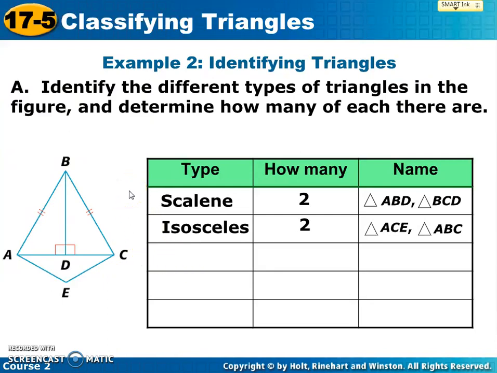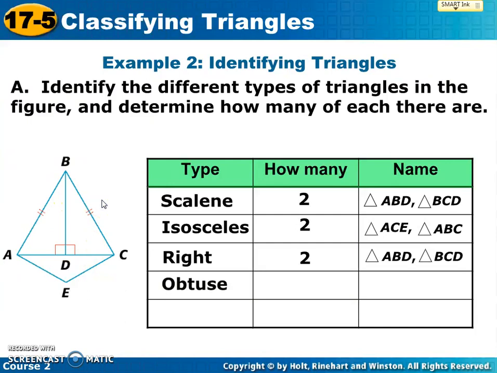Do we have any equilateral triangles? Well, I don't have any tick marks that are indicating three sides equivalent, so we're not going to have any equilateral triangles, so we're not even going to put that in our chart. So we'll move on to the next one. We'll go to the right triangles, and as you can see, there's two symbols for right triangles, so that should automatically tell you there's two. And you can name those, and those would be the ABD and the BCD.